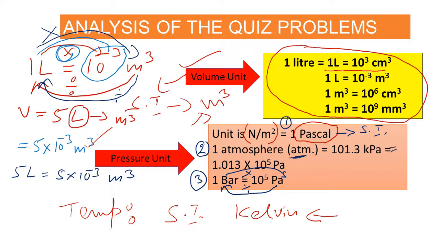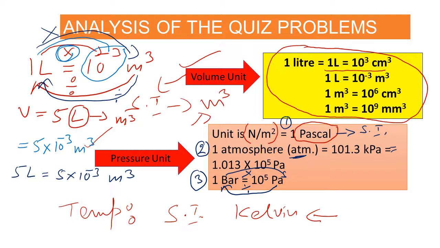Now for the volume unit, some unit conversions are given. Here, 1 liter is equal to 10 to the power 3 centimeter cube. So this is one conversion. If liter is given, you can change to meter cube, or if meter cube is given, you can change to the liter. And the second one is 1 liter is equal to 10 to the power minus 3 meter cube. So this also you can change from liter to meter cube or meter cube to liter.